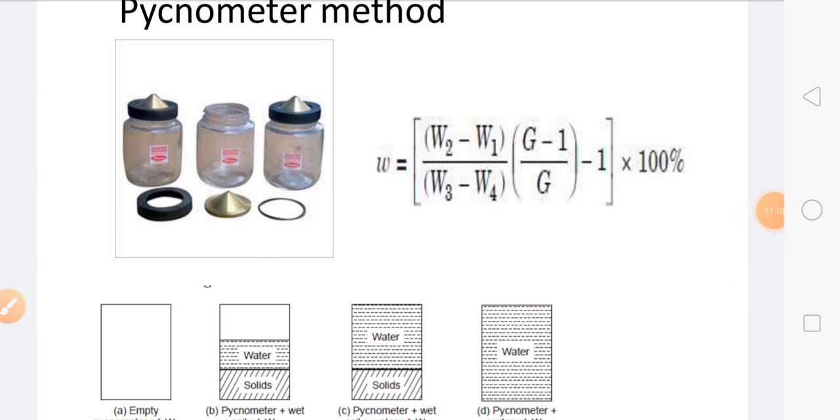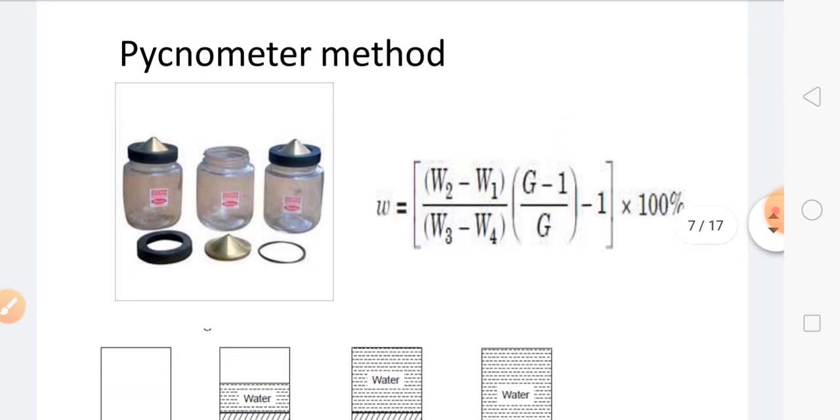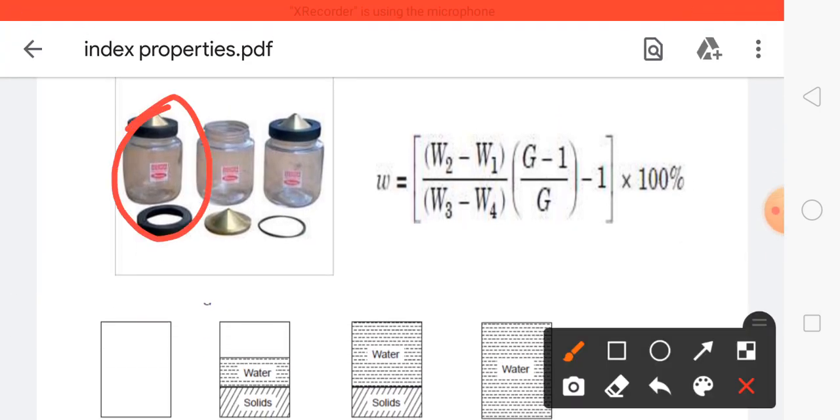The next method is the pycnometer method. With the help of a pycnometer we can calculate the water content. In this method we use one pycnometer. First we determine the empty weight of the pycnometer and take this weight as W1. Next fill this pycnometer one-third with the wet soil and note the weight, that is W2. Next fill water in this pycnometer and take that weight as W3. Next clean the pycnometer, fill it completely with distilled water and take that weight as W4.